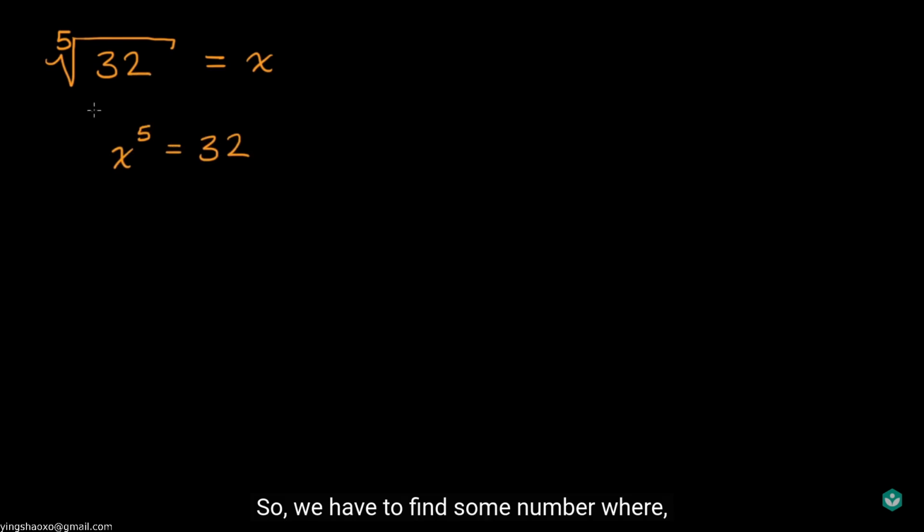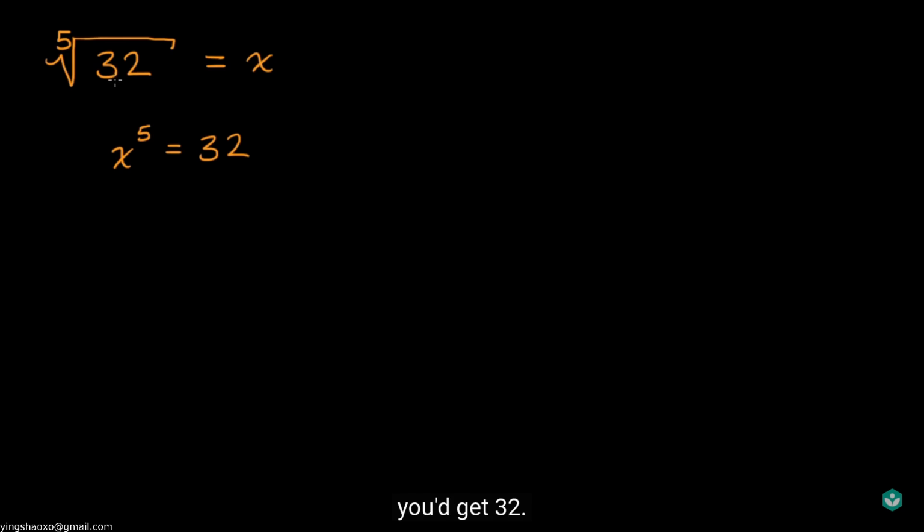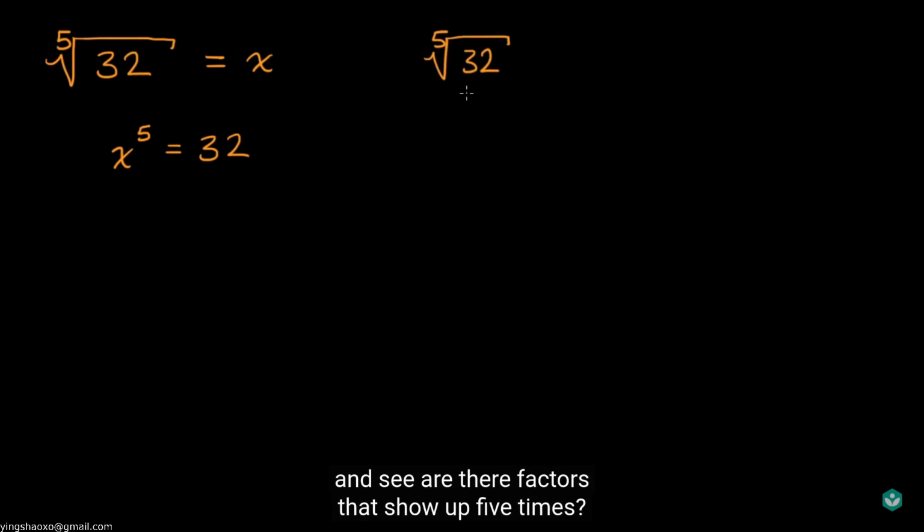So we have to find some number where if you take 5 of them and multiply them together, you get 32. There's a couple of ways to approach it, especially when you're dealing with these really higher order roots. So let me rewrite the fifth root of 32 here. One way is you could try to factor 32 and see if there are factors that show up 5 times.